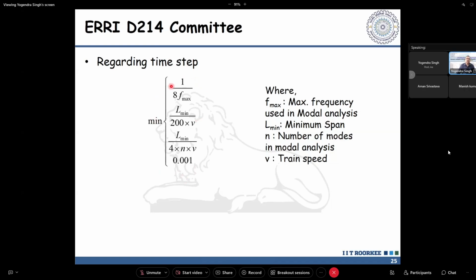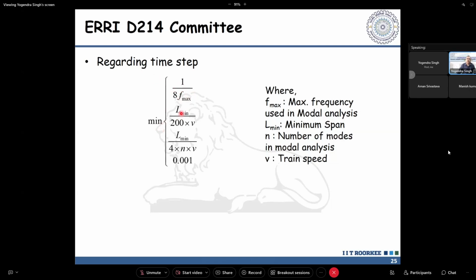So the time step should be equal to 1 over 8 f_max, where f_max is the maximum frequency which we are using in modal analysis. So we will be performing modal analysis and we will be considering some modes. Initially 3 or 5 modes we may be considering, and these modes are in order of increasing frequency. So whatever maximum mode I am considering, 8 times that frequency will be considered for calculating the time step. So 1 over 8 times that frequency will be one limit on the time step.